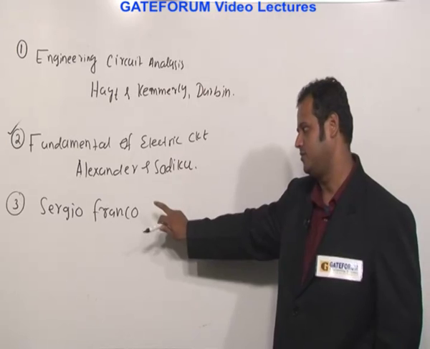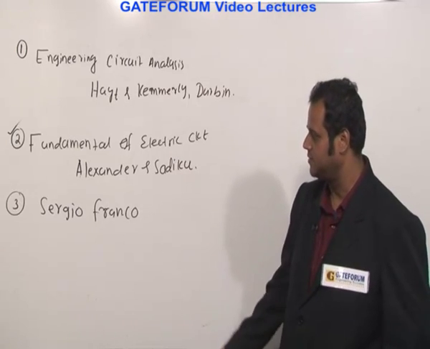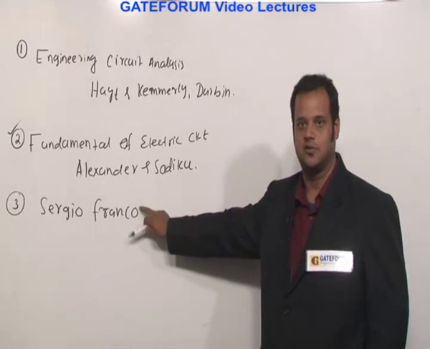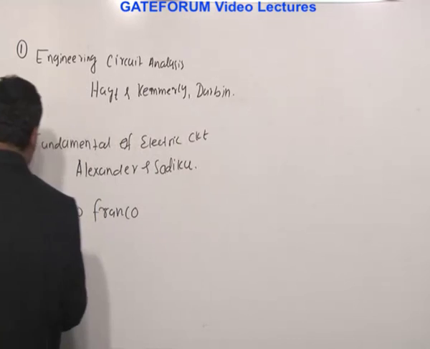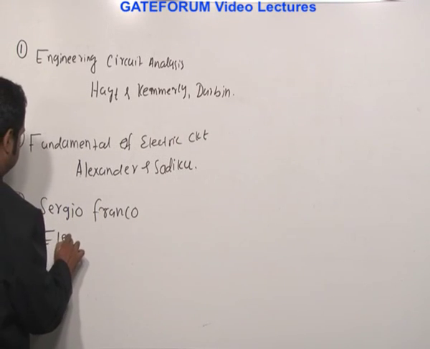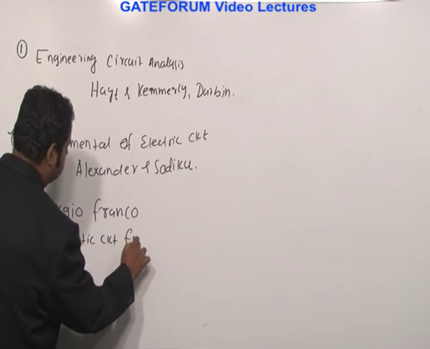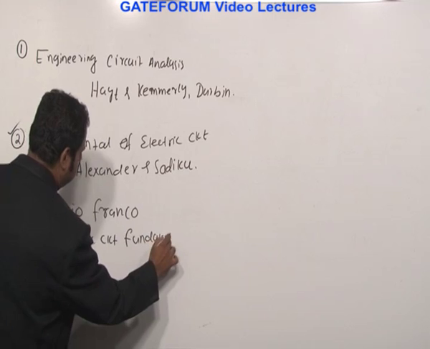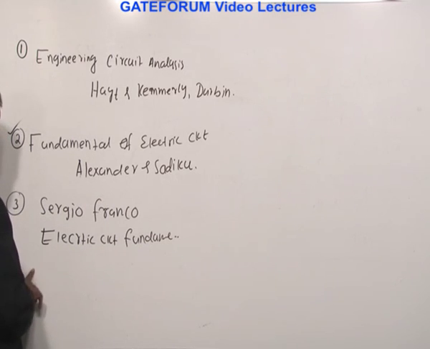But again the problem is that you don't find this in the Indian market. If you go through Amazon and some online sites, the price of this book is 16,000. The book name is Electric Circuit Fundamentals. The author name is Sergio Franco, and the publisher is Saunders College, some US publication. The Indian edition is not available.